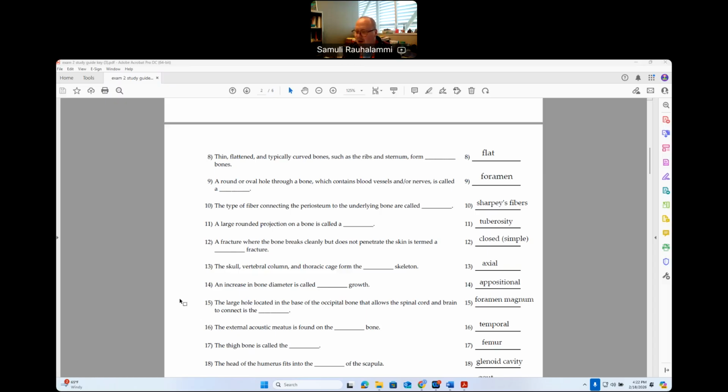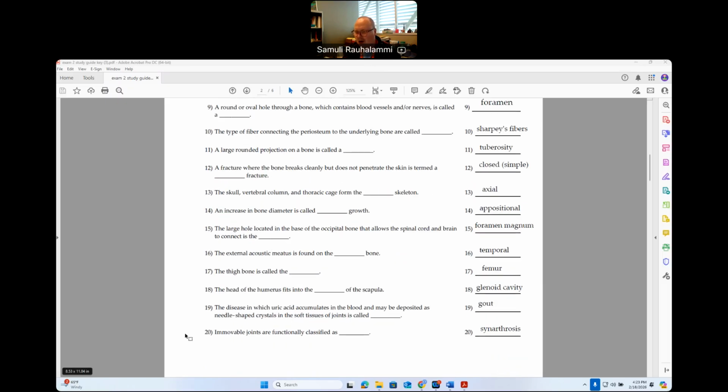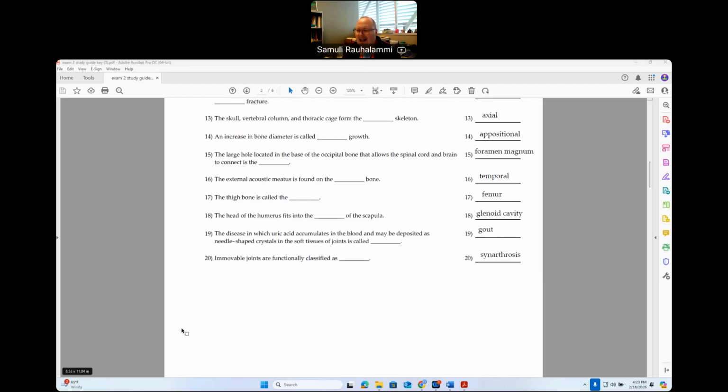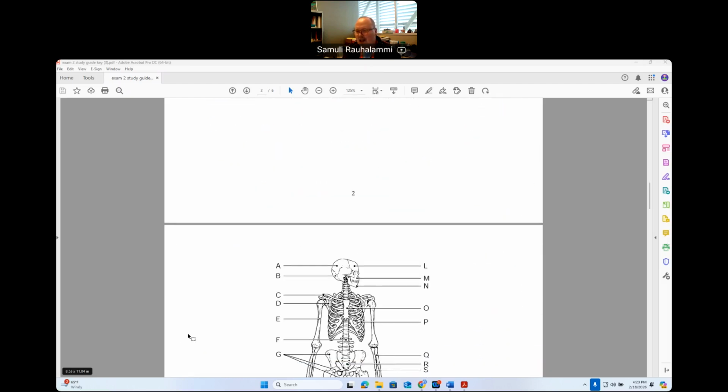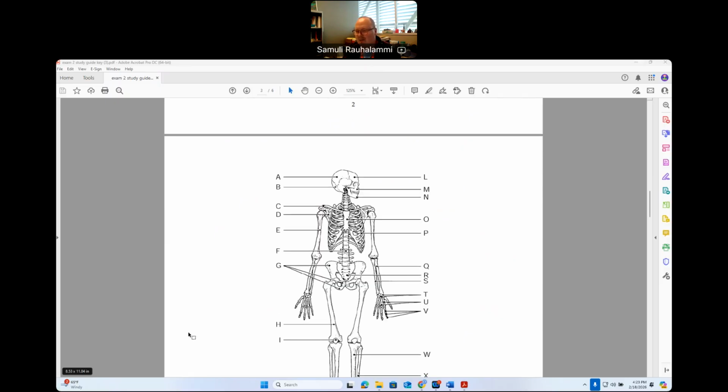We discussed the bone growth, and here we get to use the proper terms for some bones. Remember, the femur was the bone of the thigh, largest and strongest in the body. A little pathology. Gout was a good example of that. And finally, joint types. This next page, you get to practice naming different bones.